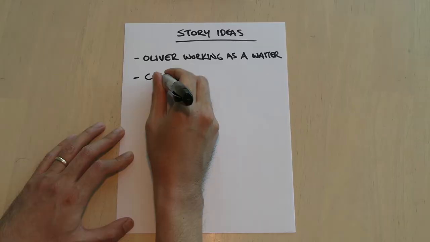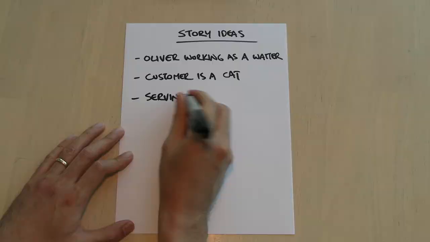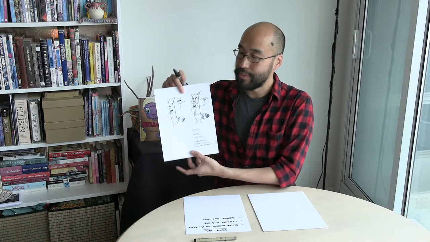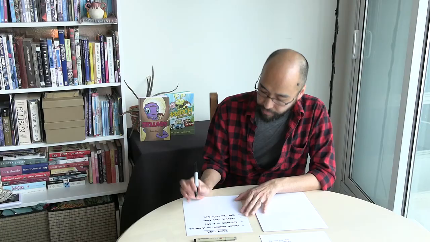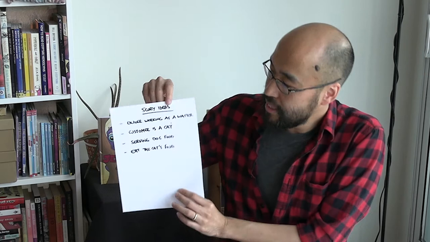In this case, I think it might be funny to pick an opposite of what Oliver might be. So if Oliver's a dog, it might be fun to have a character that's a cat. And because Oliver is a dog, maybe he's working in a dog restaurant. Maybe the cat's come into the wrong restaurant. So he's serving. And finally, as we had established with Oliver, this character really loves eating food. And so maybe he might accidentally or on purpose eat the cat's food. And that's it. These are my story ideas, simple sentences.